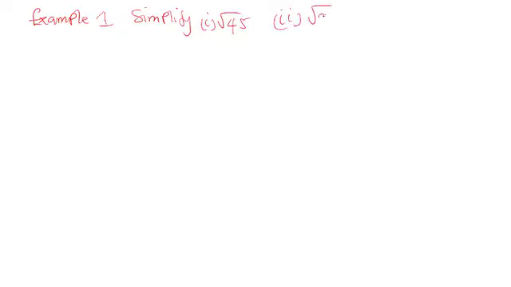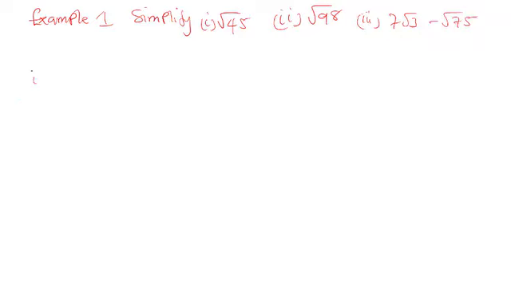So let's just go into solving some few questions. Let's call this our example. Example 1. It says simplify: root 45, root 98, and let's say 7 root 3 minus root 75. Now we are solving these 3 questions.